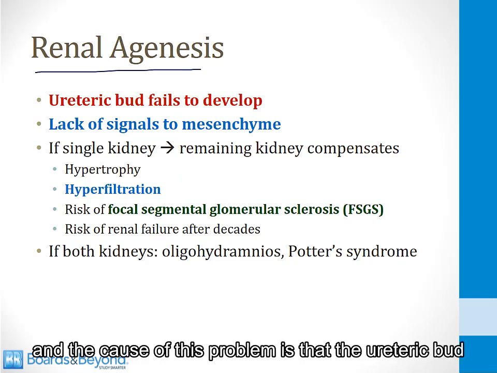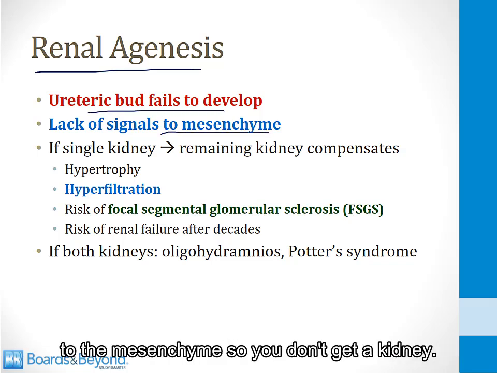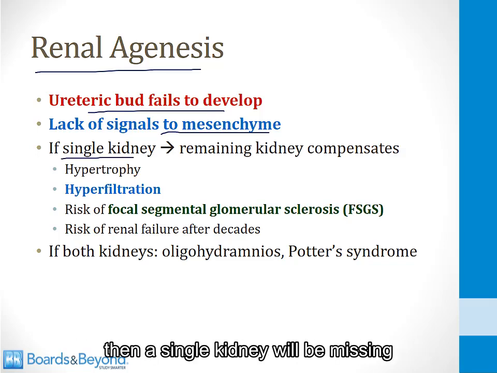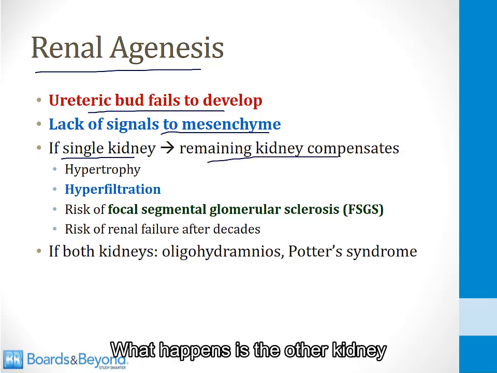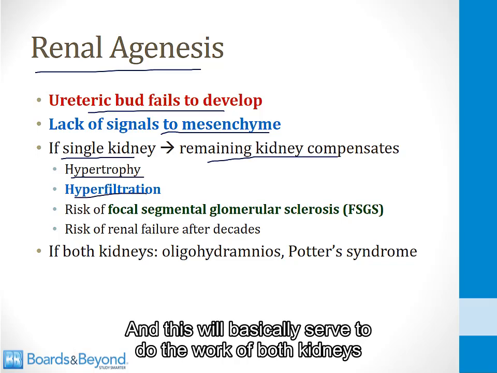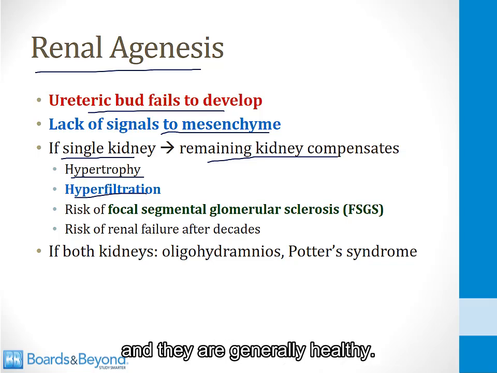And the cause of this problem is that the ureteric bud does not develop, and it never sends any signals to the mesenchyme, so you don't get a kidney. If this happens on only one side of the body, then a single kidney will be missing, and the remaining kidney will compensate. What happens is the other kidney undergoes hypertrophy and hyperfiltration, and this will basically serve to do the work of both kidneys so that these children are born normal and they are generally healthy.